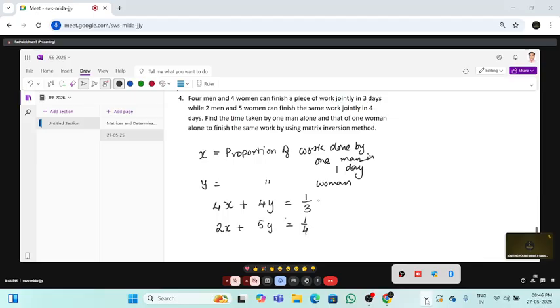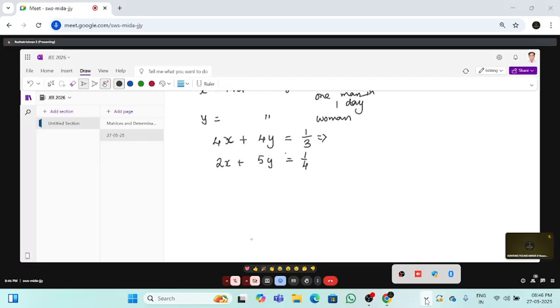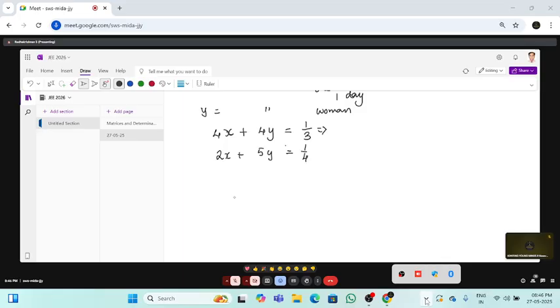Okay. So this can be written as, you want to remove the fractions, so you multiply the first one by 3, you get 12x plus 12y equal to 1, and 8x plus 20y equal to 1.